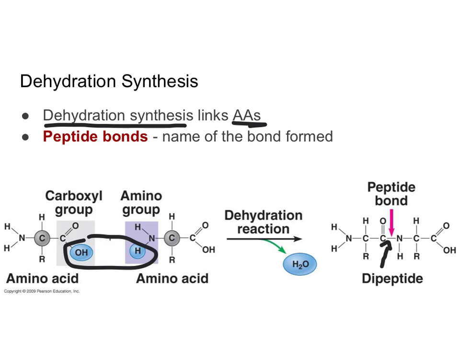Now, I want you to think back to carbs. Remember, if I linked 2 monosaccharides together, I got a disaccharide? This is kind of similar in proteins as well. If I link 2 amino acids together, I get what's called a dipeptide. That's the polymer that has 2 amino acids.